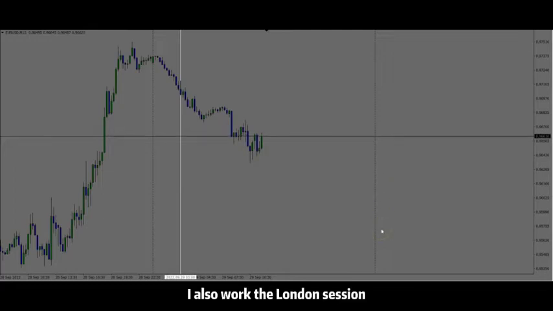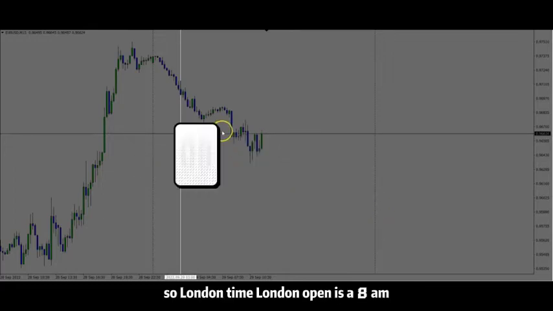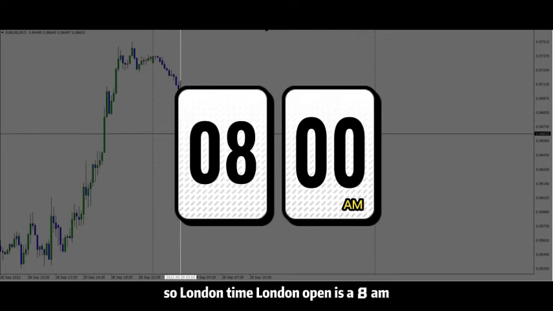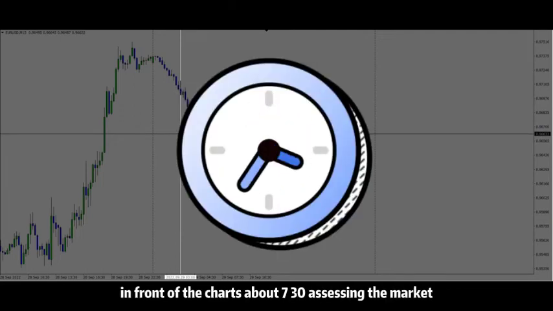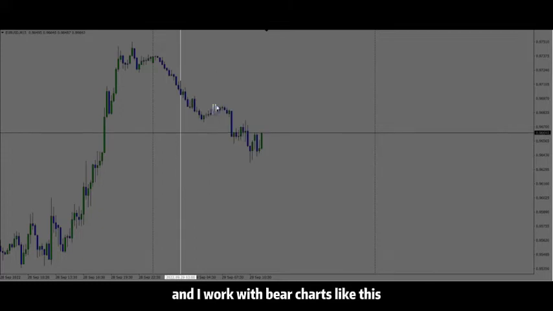I also work the London session. So London time, London Open is at 8 AM and I like to be sitting in front of the charts at about 7:30, assessing the market. And I work with bare charts like this. So I come to the charts, no risk on at the moment, I've got no open positions.